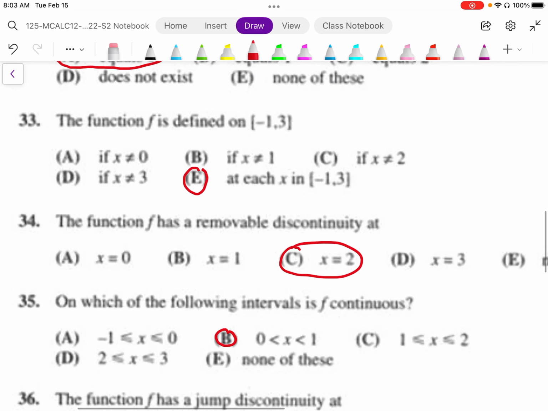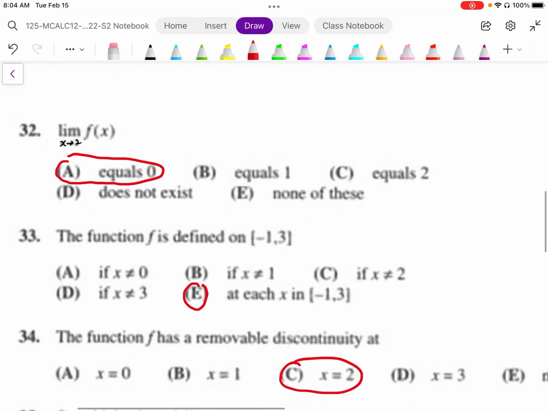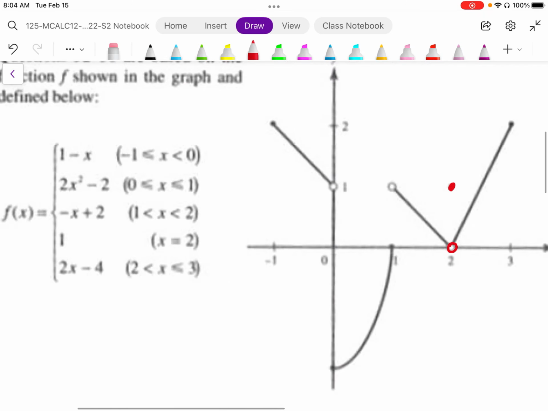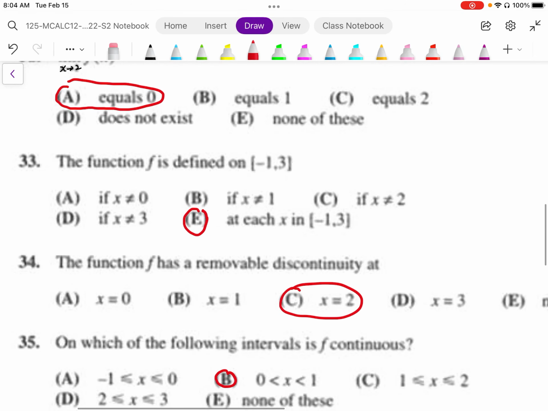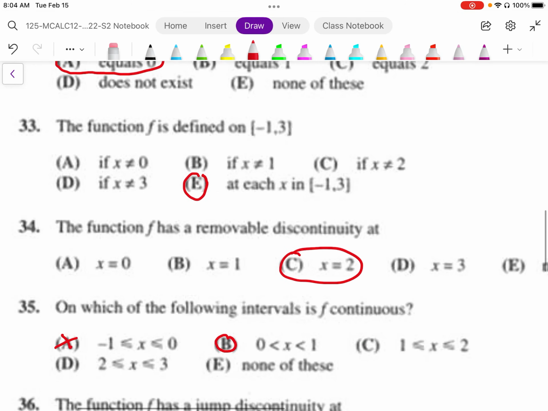So A, it says from -1 inclusive to 0 inclusive. Okay, so -1 inclusive is okay, but 0 inclusive is not continuous because it's not defined at that endpoint from the left. Okay, so since the limit is not defined from the left, we cannot say that's continuous at that point there. So A, we can say is wrong.